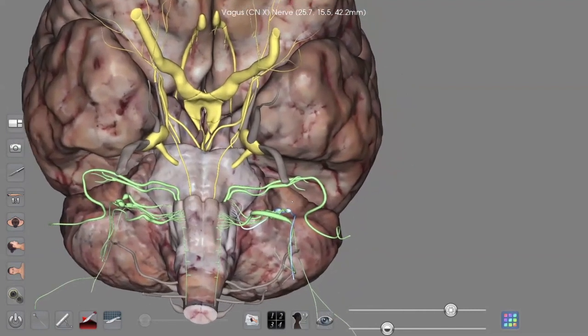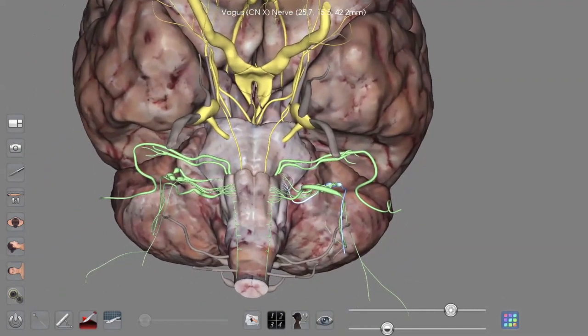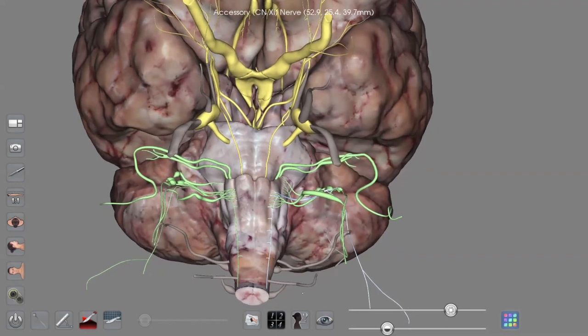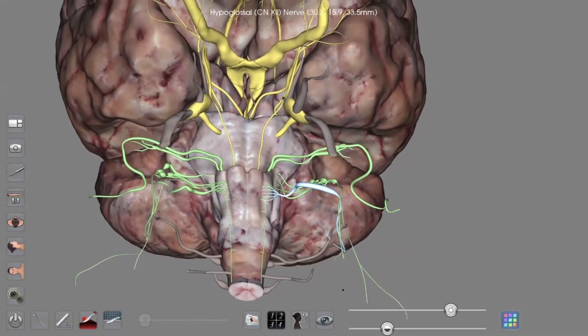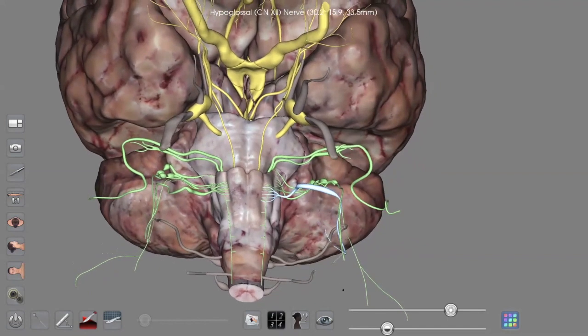Sitting adjacent to the anterior aspect of the brainstem is cranial nerve 11. Cranial nerve 11, better known as the spinal accessory nerve, is a motor nerve which is responsible for innervation of the trapezius as well as the sternocleidomastoid muscles. And then lastly, cranial nerve 12, the hypoglossal nerve, is a motor nerve which is responsible for movements of the tongue.